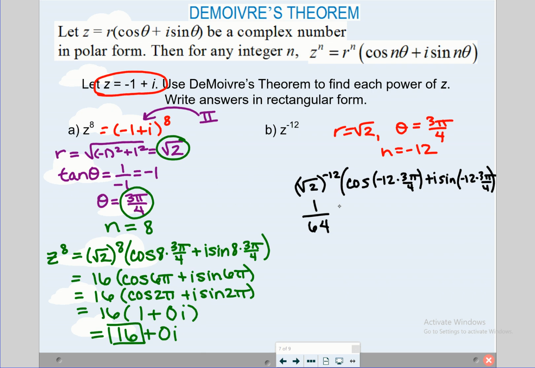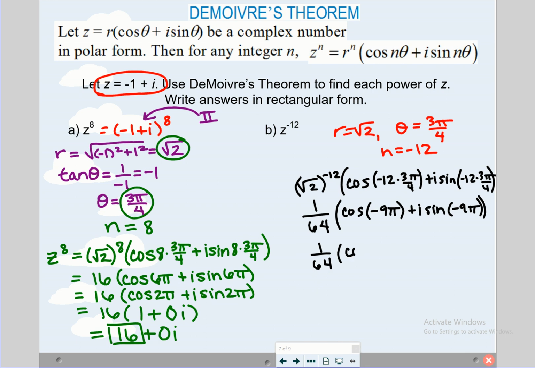That's what it is. If I do negative 12 times 3 pi over 4, I get negative 36 pi over 4, which reduces to negative 9 pi, plus i sine negative 9 pi. Okay, so that negative 9 pi is too small, so we can just add 2 pi a bunch, right? If I add 2 pi once, I get negative 7. If I add it again, I get negative 5. Again, negative 3. Again, negative 1. If I add it one more time, I get 1 pi. I have to add 5 sets of it on there.